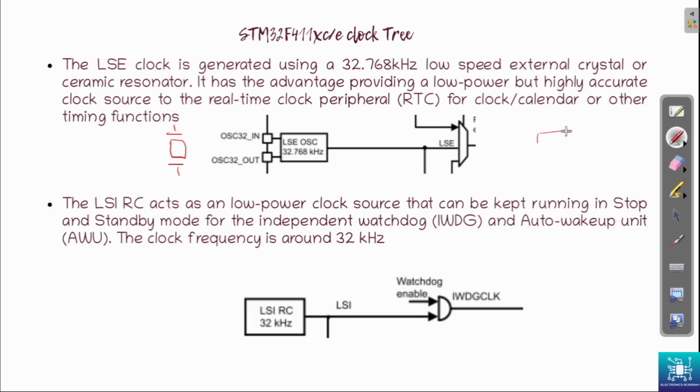So the controller also has a real-time clock with calendar function. If you have an application which needs a real-time clock and calendar functions, we will go for this clock. Now the LSI-RC acts as a low power clock source that can be kept running in stop and standby mode for independent watchdog and auto wake up. The clock frequency is around 32 kHz. So this is another clock which keeps running in the stop and standby mode. If the processor is in standby mode or it is stopped, then for the auto wake up unit, this clock can be used.